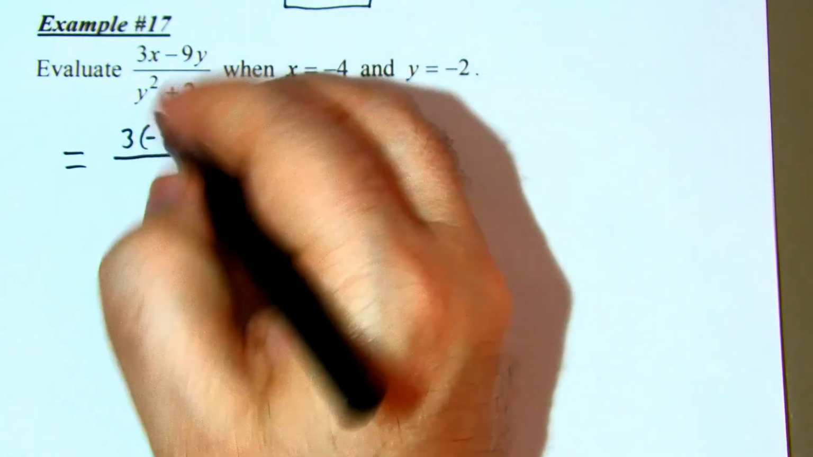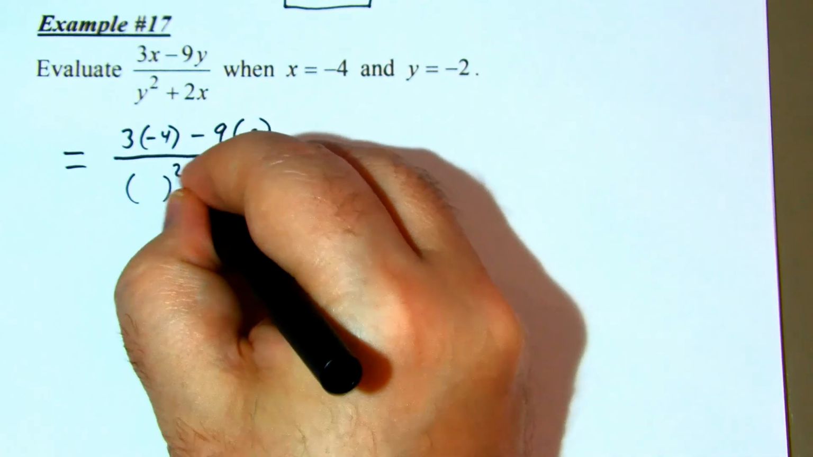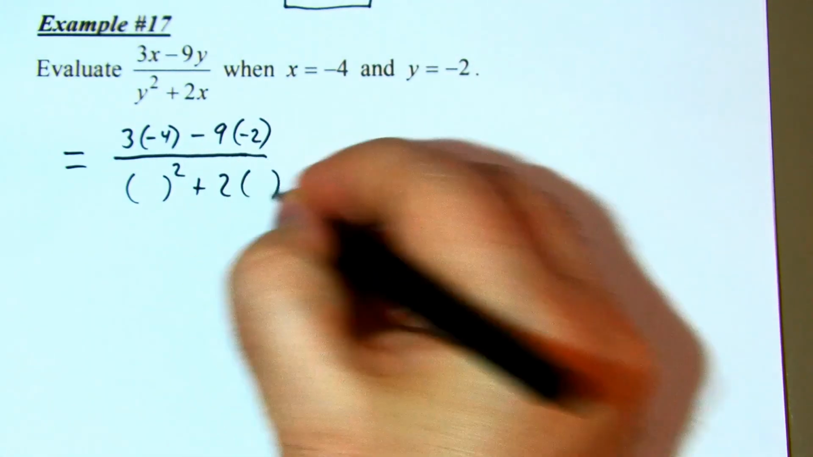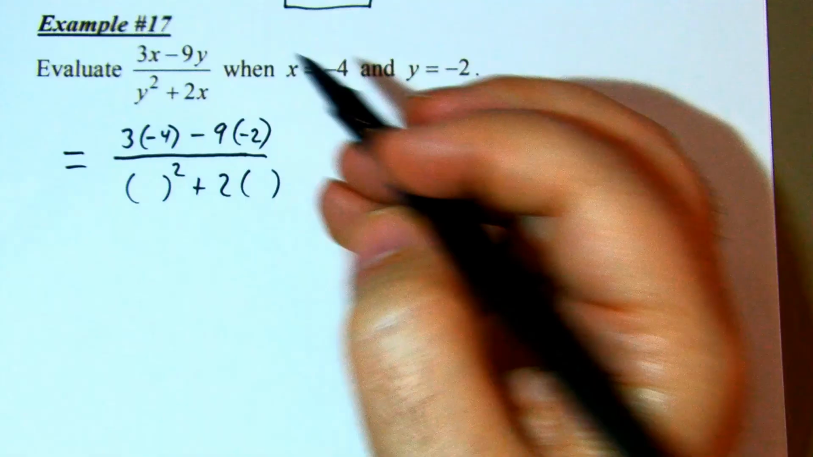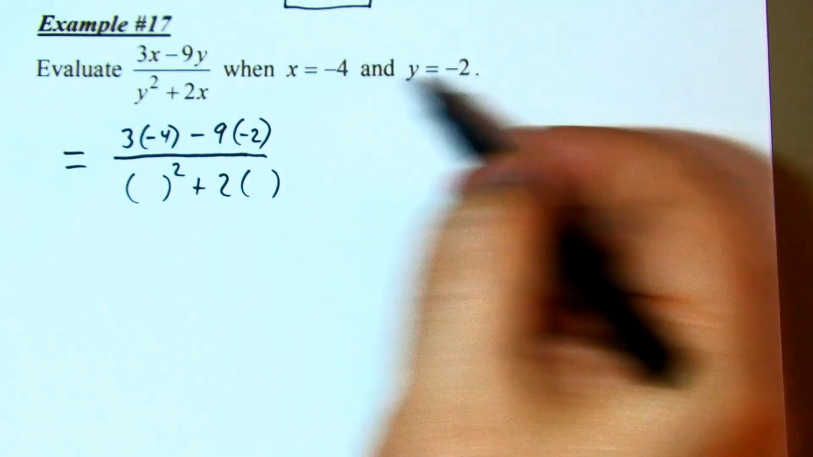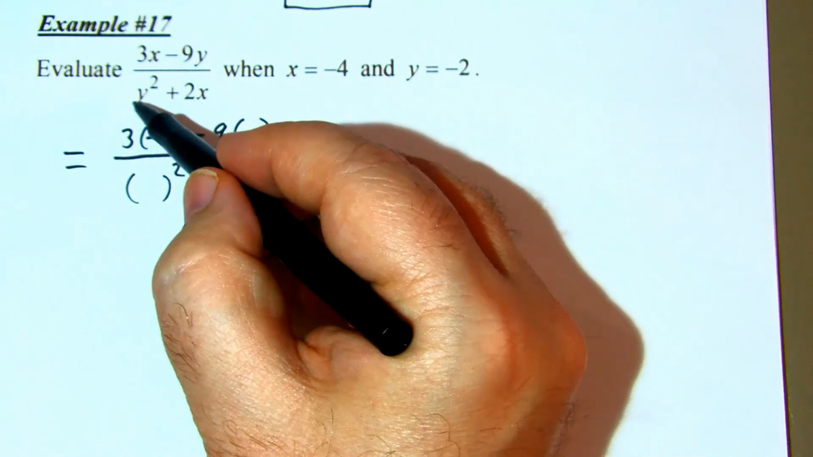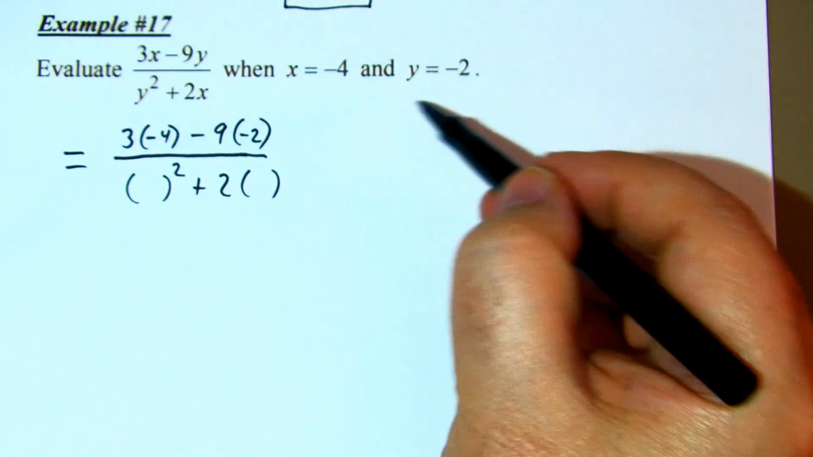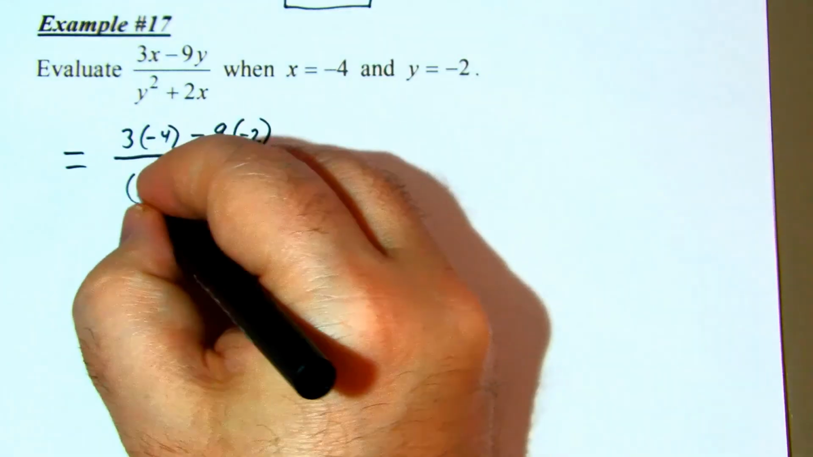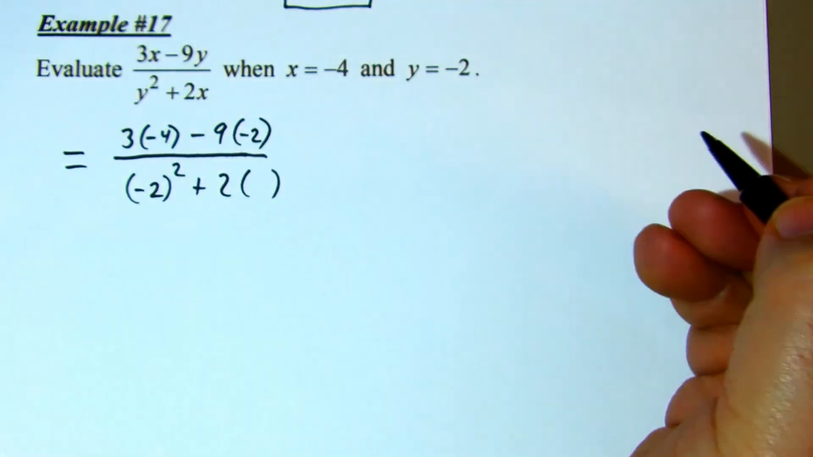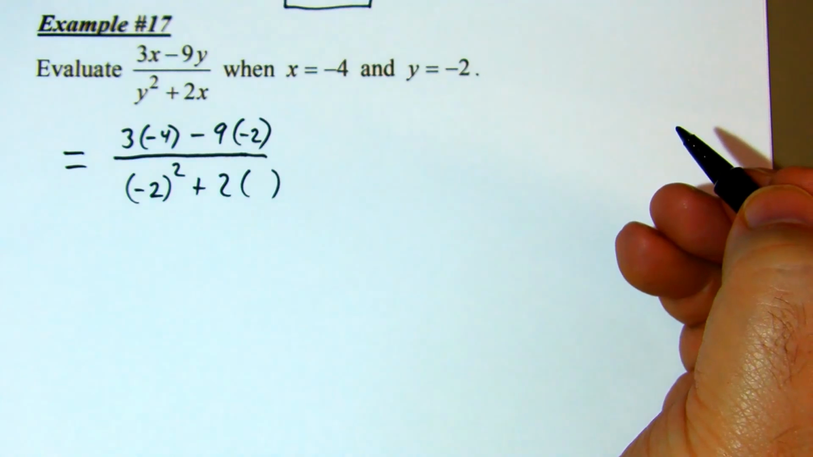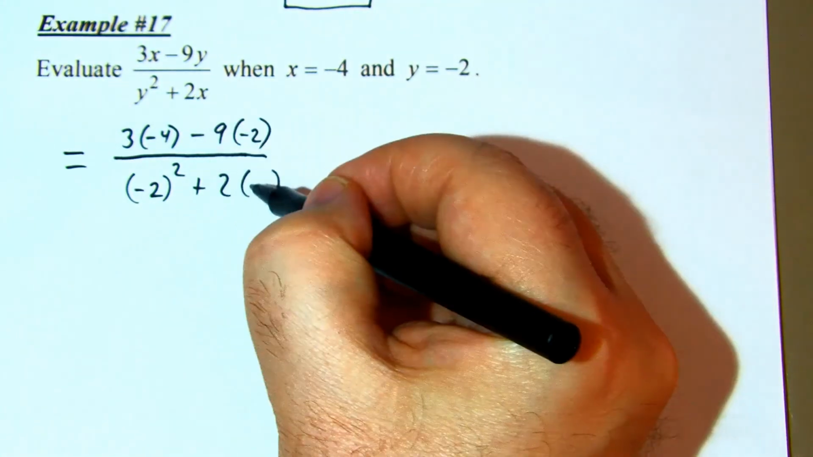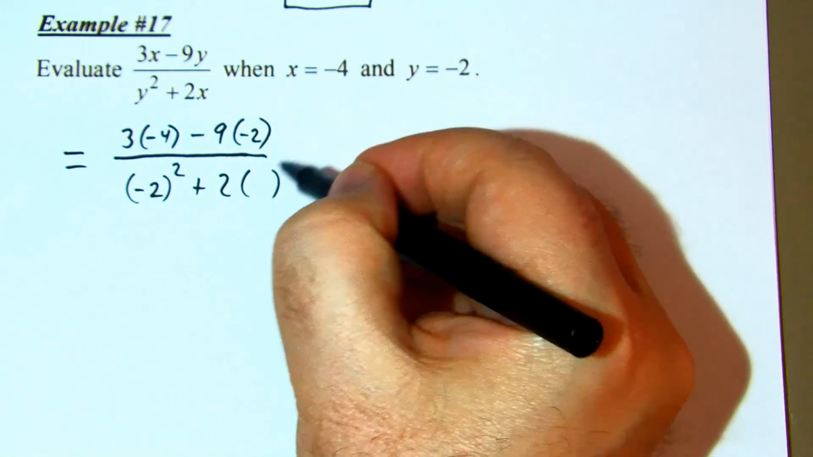The bottom, we have a y squared, so I'm going to write that as parentheses squared, plus 2x, I'm going to write that as plus 2 parentheses. And again, you have to be careful. It's not first, second. It's how they line up by their variables. So y squared, this parentheses squared, I'm going to come over here and say y is negative 2. And this was 2x. The original was an x, and I'm replacing the x with x's value, which they said is negative 4.